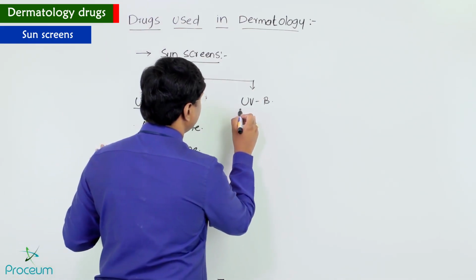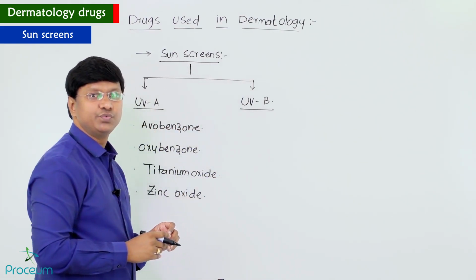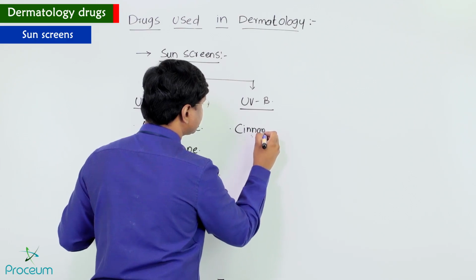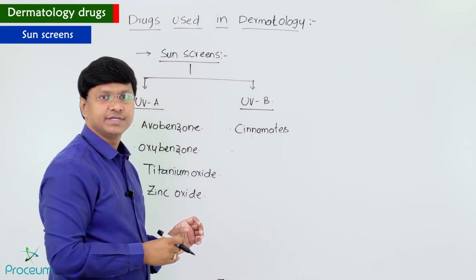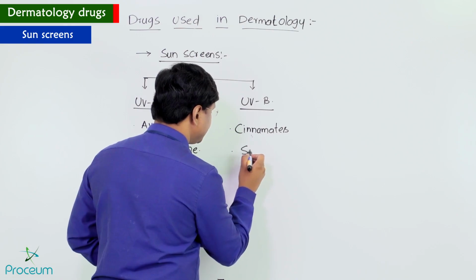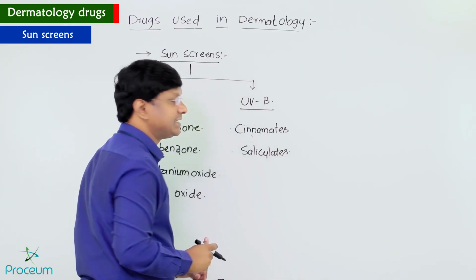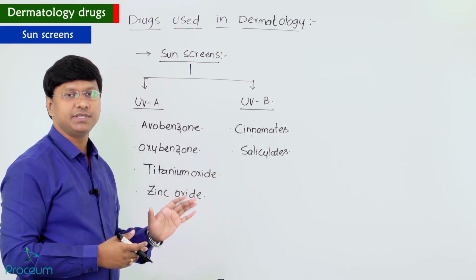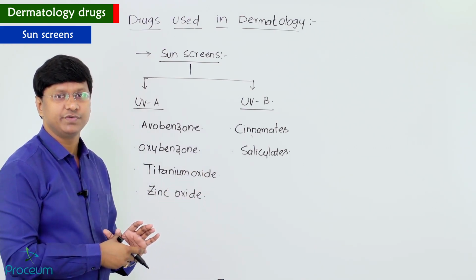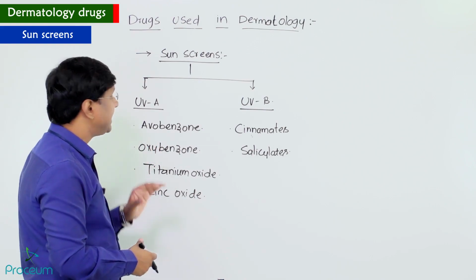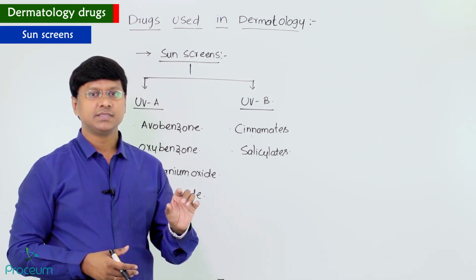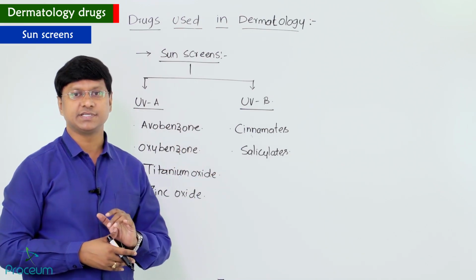Next, let me tell you the sunscreens which are used against UVB. They include cinnamates, and then we have salicylates. So these are the sunscreens which are being used against UVA as well as UVB.